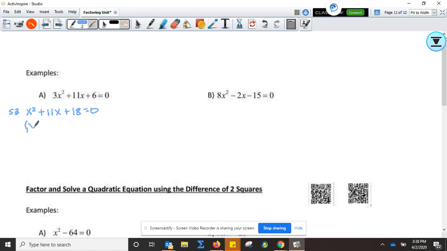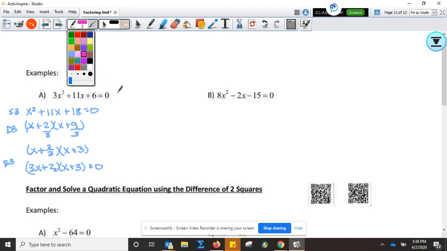When I factor that, I get x plus 2, x plus 9. All right, then I'm going to divide by 3. I get x plus 2/3, x plus 3. Can slide that 3 up to the front, so it's divided by 3, and then I'm going to slide the 3, and I get 3x plus 2, x plus 3. So I factored that, it's equal to 0, so now I need to solve it.